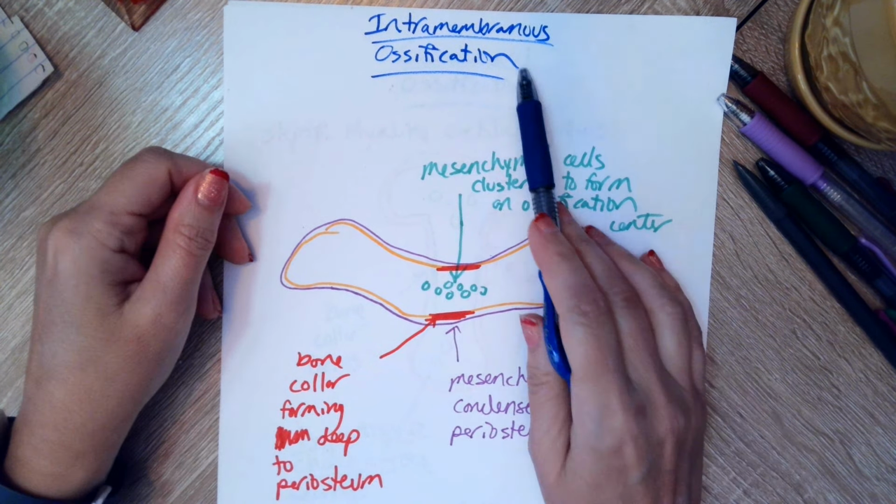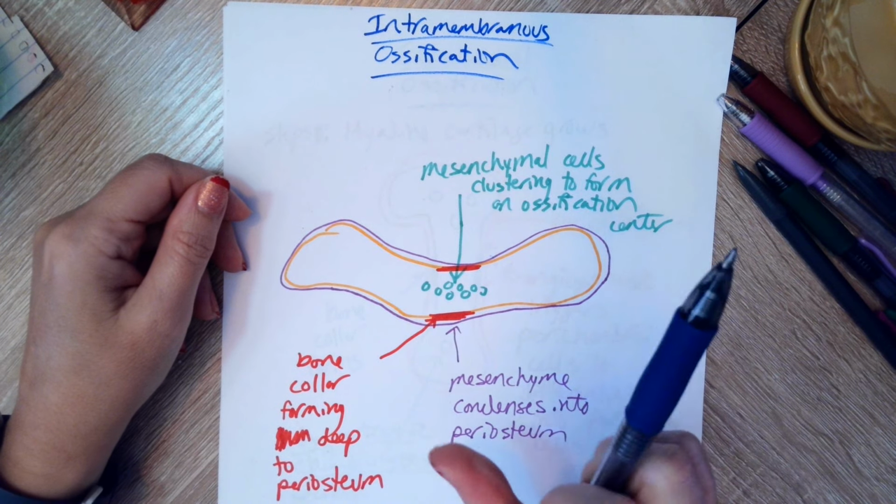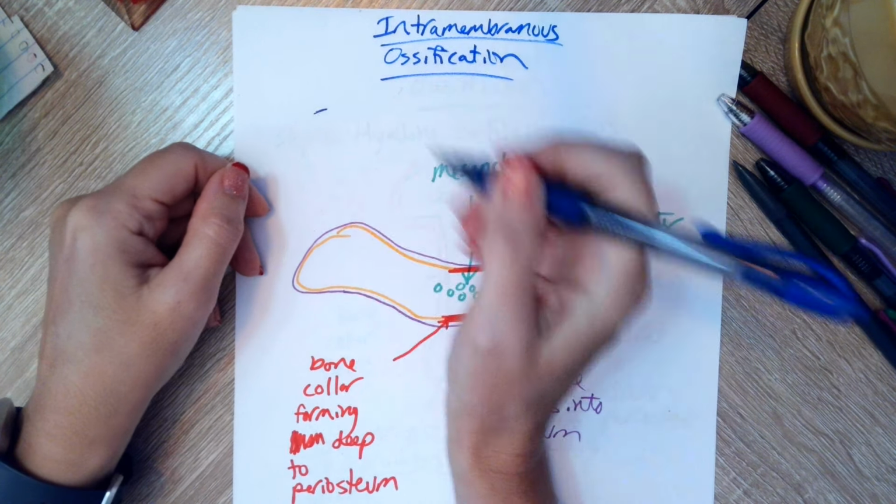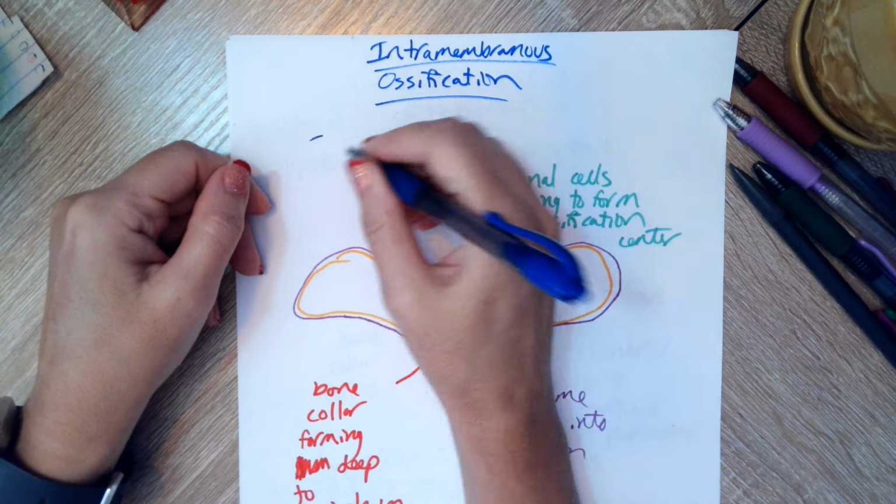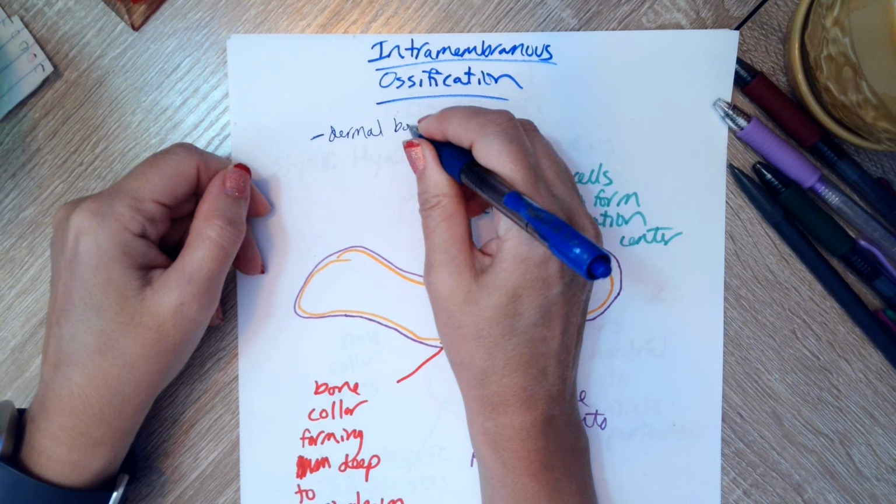So let's start with intramembranous ossification. Because it's taking dermal tissue and converting it to bone, we can call the bones that are made this way dermal bones.